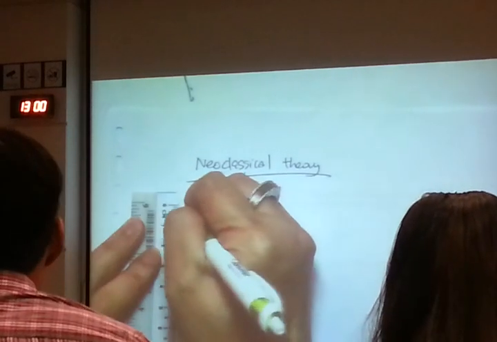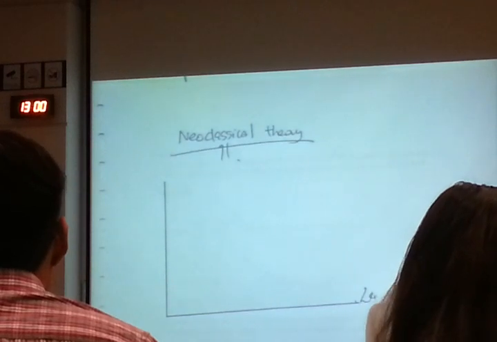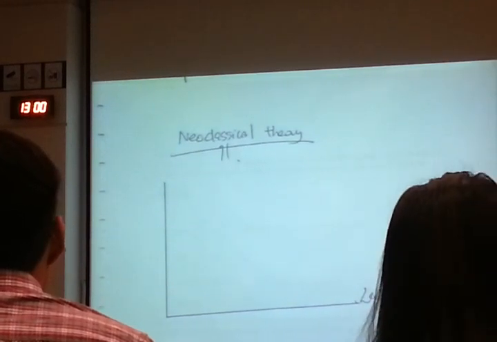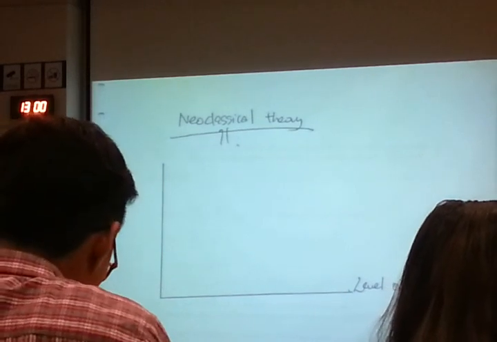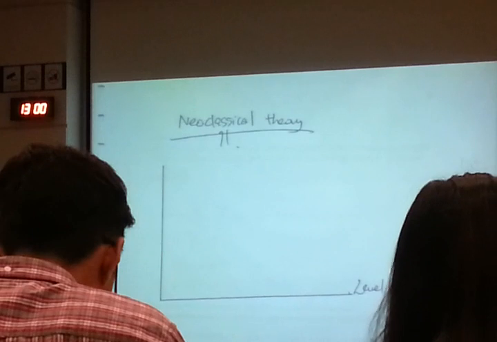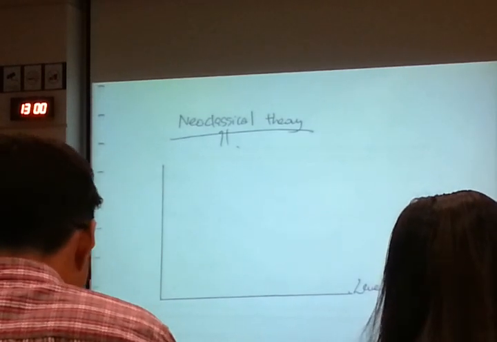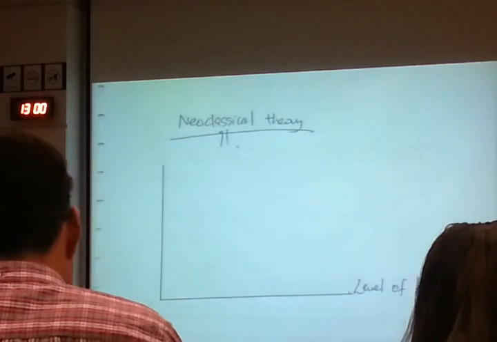So the neoclassical model is talking about the level of capital. By drawing this, you should already know it's different from economic growth. Economic growth is capital per worker. This is the total number of machines in a firm. The concept is really different.